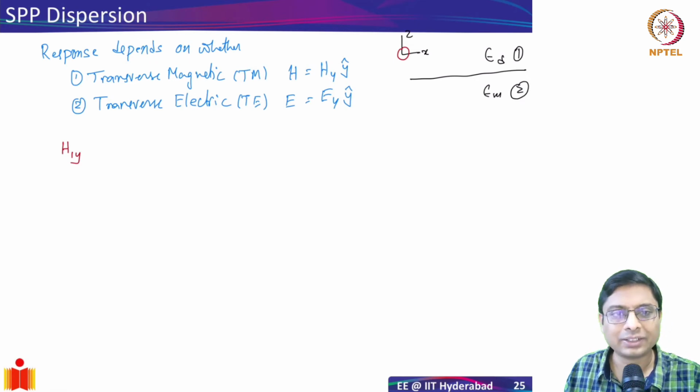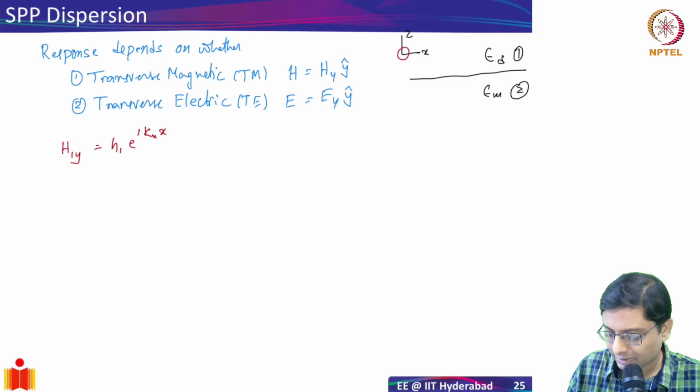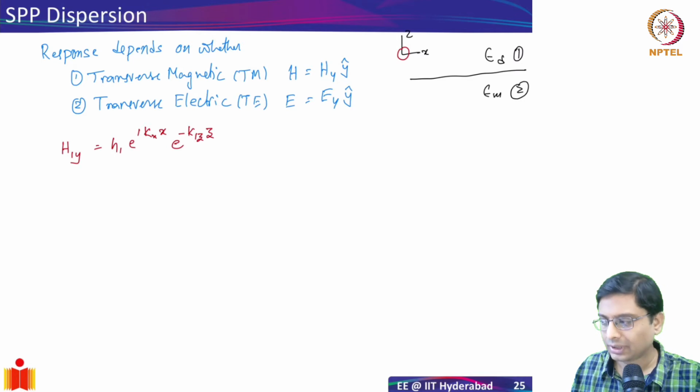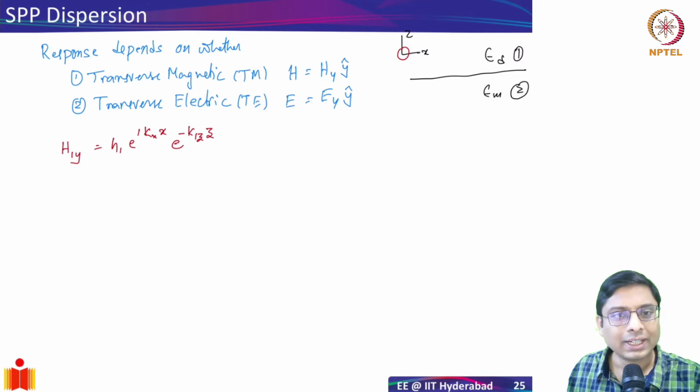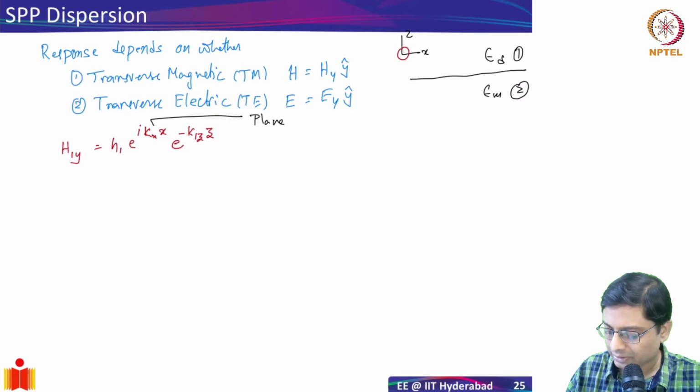H1Y, the magnetic field in the Y direction in the first medium. I'll say that I can write it in terms of this expression, H1 exponential i kx x exponential minus k1z z. What does it mean? What is this expression? It essentially means that you have a plane wave which is propagating in the x direction. So my exponential i kx x is my plane wave propagating in the x direction.